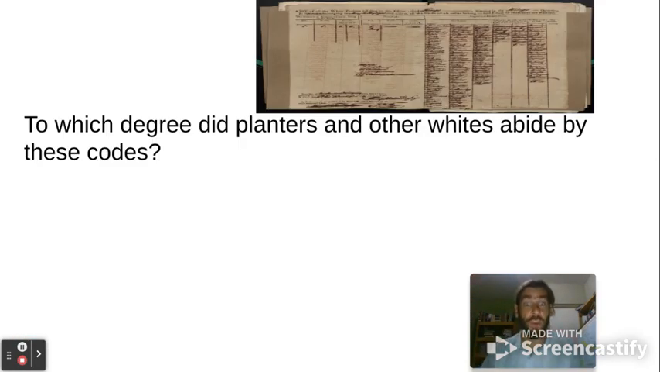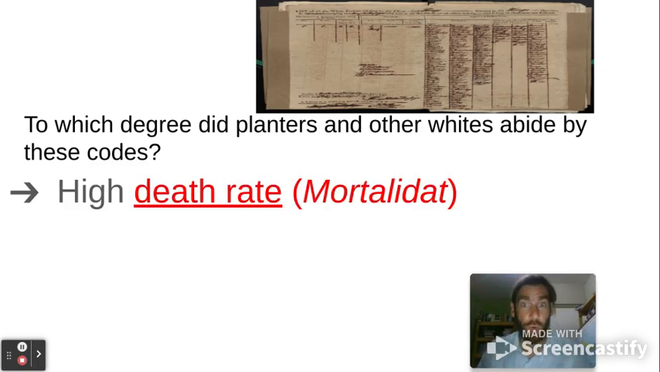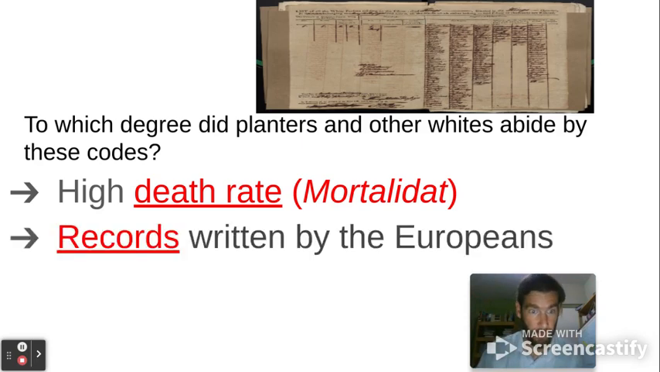Okay, to which degree did planters and others abide by these codes? We don't know a lot about what happened, but we do know the following things from these kinds of documents, official records. There were high death rates, the mortalidad. That means a lot of people died at the plantations, on the British, French, Spanish, and Dutch plantations. The death rate was very high. And we know this from official documents looking like these.